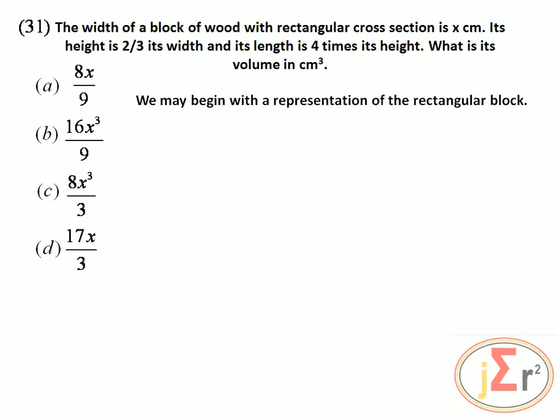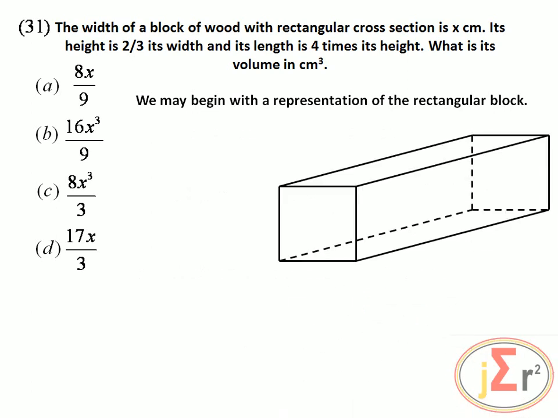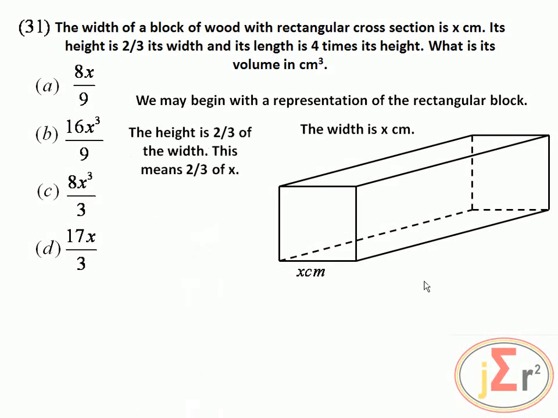We may begin with a representation of the rectangular block. There we have it. The width is said to be x centimeters. So this is where we will call the width, and that is x centimeters. The height is 2/3 of the width. This means 2/3 of x. So the height will be 2/3 of x, which is 2/3 x.